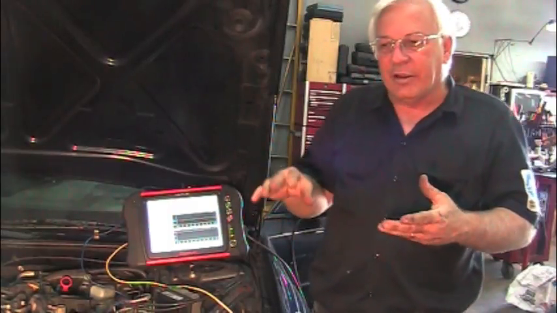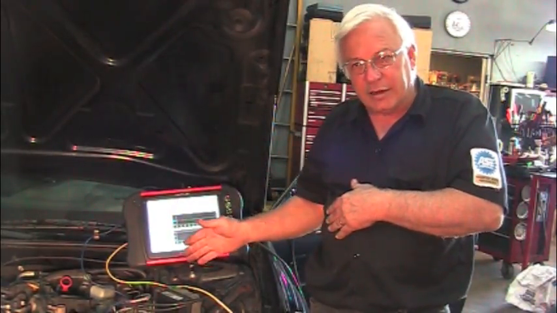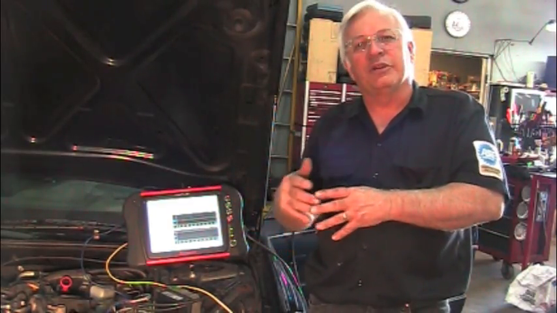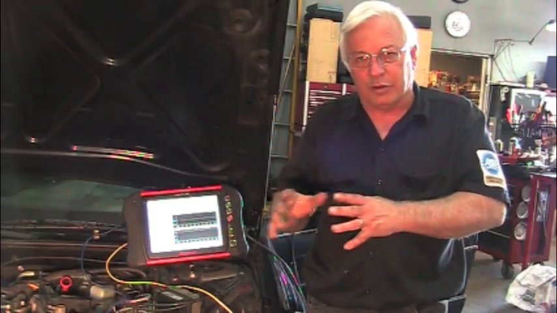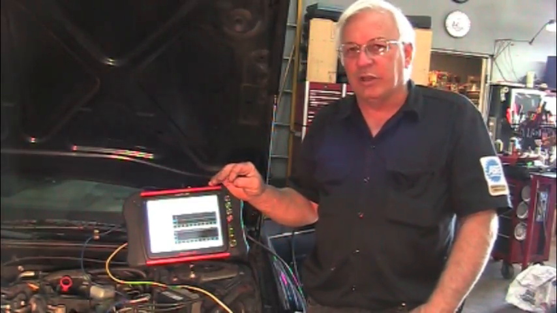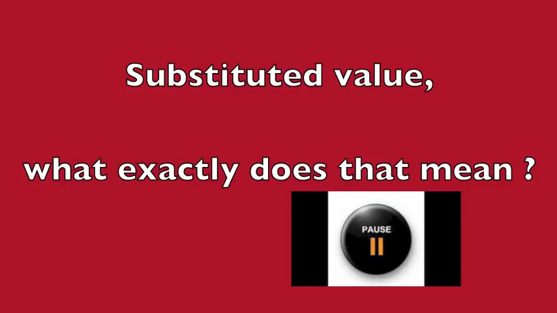Now if you know the scanner, when we're tapped into the scanner reading the PID data, we're reading what the scanner is seeing, or else its substituted value, one or the other. But we're reading it from the scanner's point of view. We're not really reading the sensor. Substituted value? What exactly does that mean?